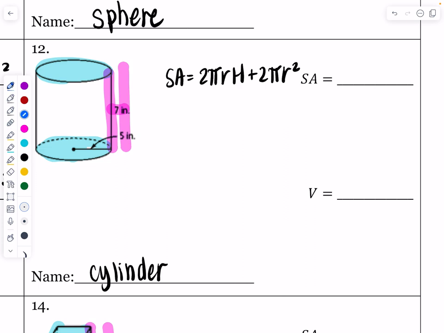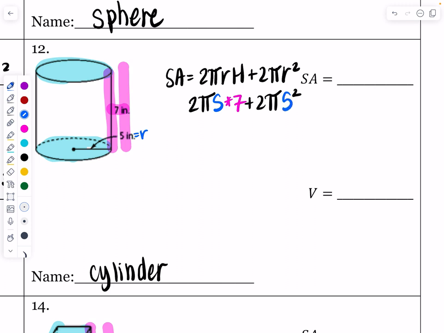We've got our radius. Our radius is 5. There's my radius, and then there's my height. And so I'm just going to plug this in. So it's going to be surface area equals 2 pi, radius is 5, times my height, which is 7, plus 2 pi r squared. So I'm going to plug in my 5 there.